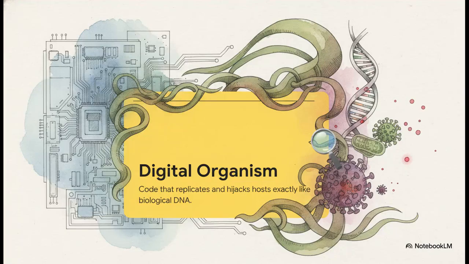So the crucial point here is how we perceive code. We usually think of it as passive, right? Just sterile lines of abstract math. But the concept of a digital organism is a radical reframe. We're talking about code that replicates and hijacks hosts exactly like biological DNA. It literally operates with a biological imperative to survive and to spread.